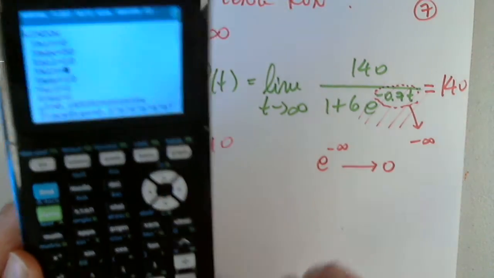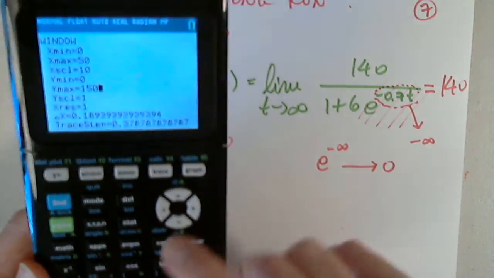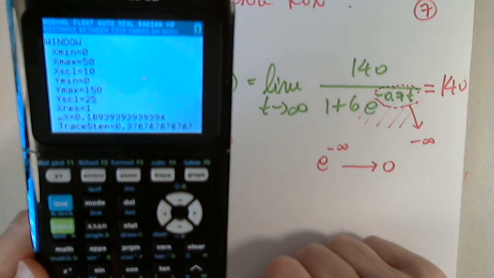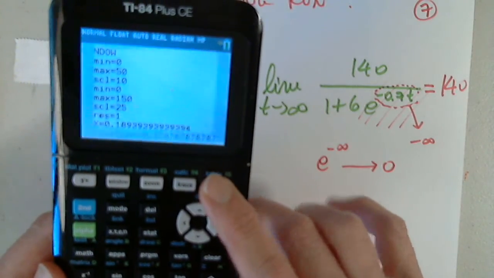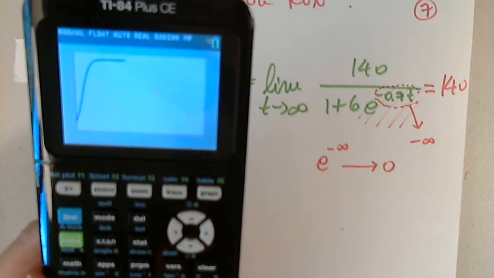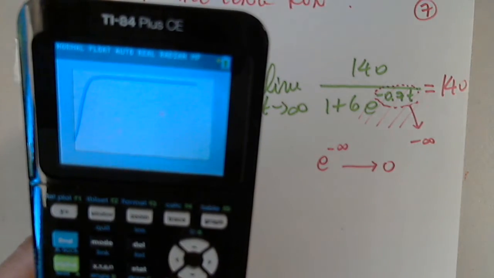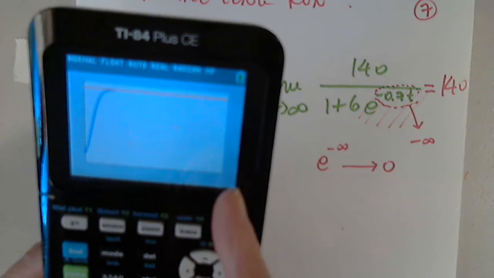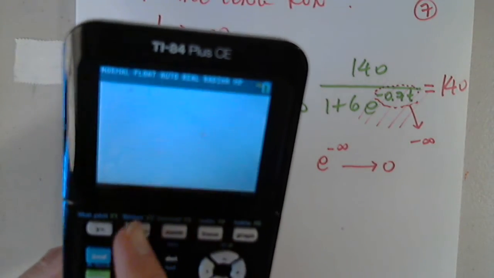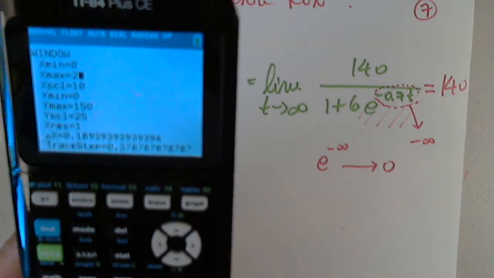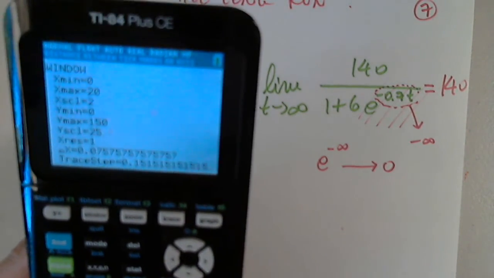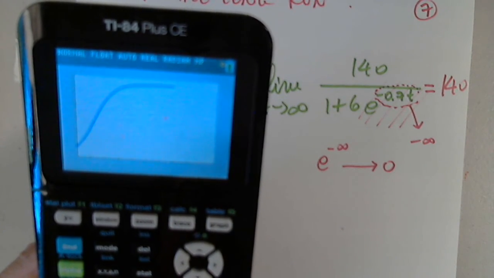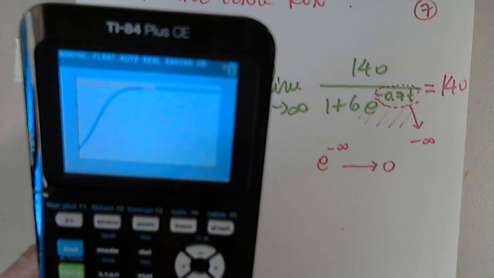Oops. 150 with a scale of 25. And now I'm ready to hit graph. Here comes the horizontal asymptote. I didn't really need to go that far. So I'm going to come back and say, okay, maybe just 20 with a scale of 2. Better graph. And here comes the horizontal asymptote.